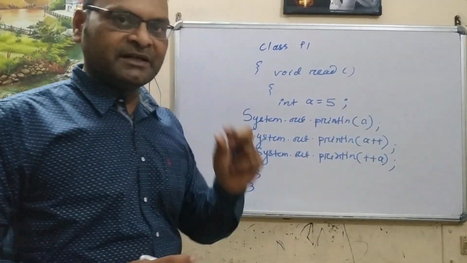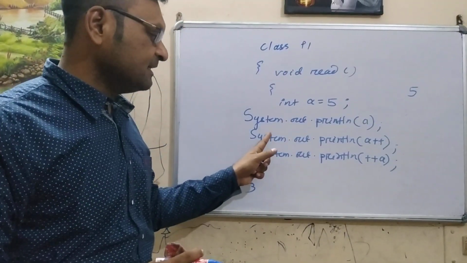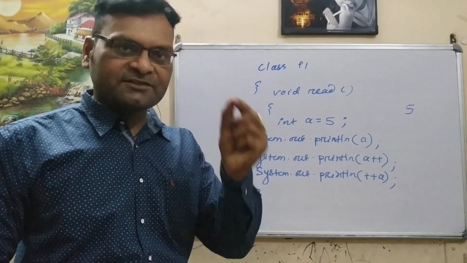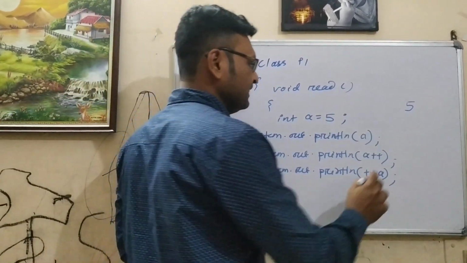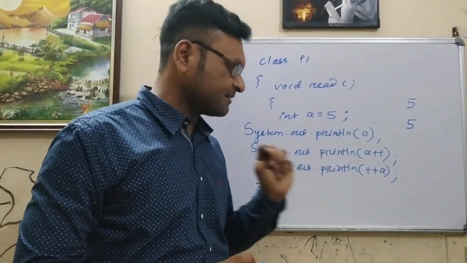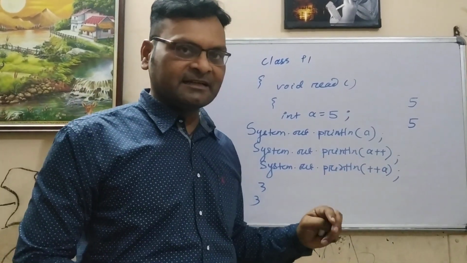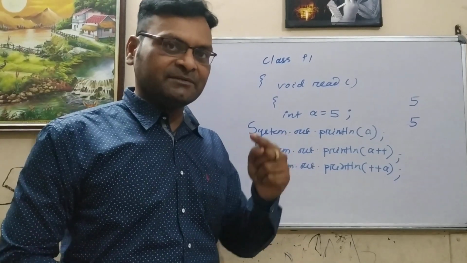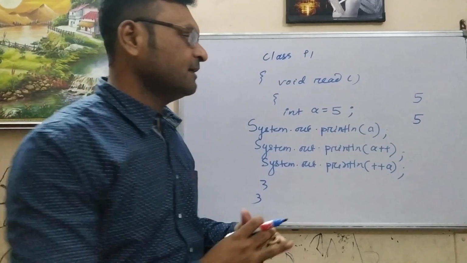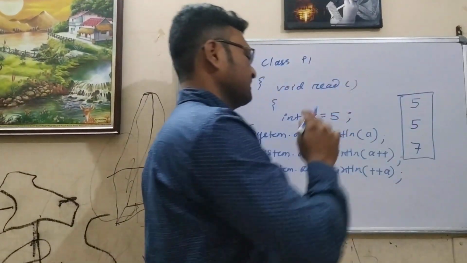System.out.println(a), the value of a is printed, that is 5. Then second is System.out.println(a++), postfix. So it will use the value of a, 5. Then it will be increased, that is 6. Then System.out.println(++a), prefix. So it will increase the value of a. The value of a is 6, ++a, it is becoming 7. Output is 5 5 7.